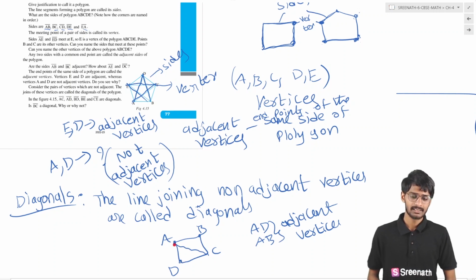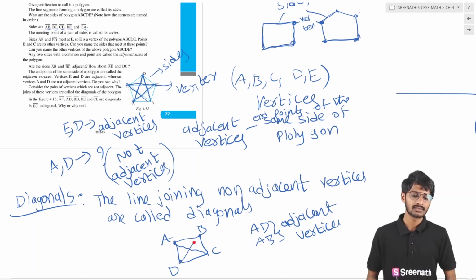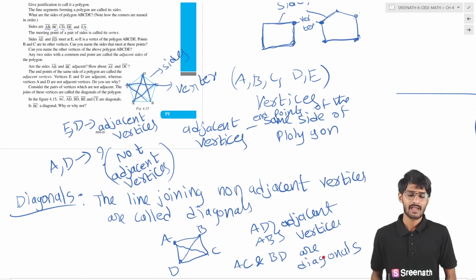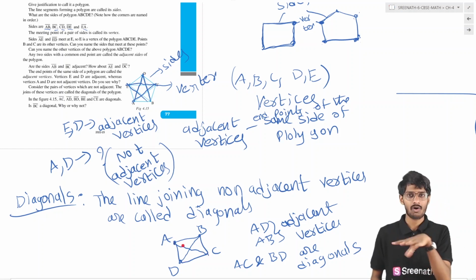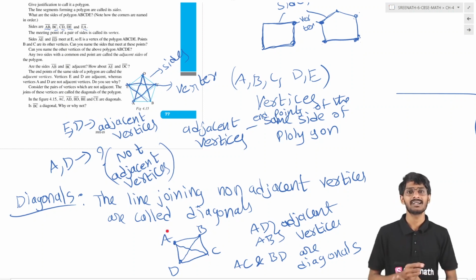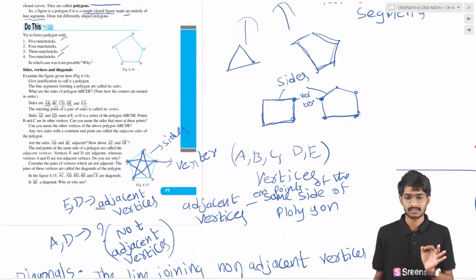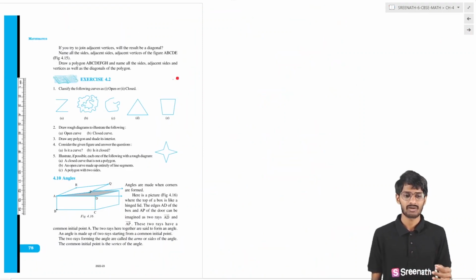Coming to D, A is an adjacent vertex, C is also an adjacent vertex, but B is not adjacent. If you draw a line to a non-adjacent vertex, it gives a diagonal. So AC and BD are diagonals, students. Considering C, B is adjacent, D is also adjacent, but C and E are not adjacent. A line drawn from C to A is a diagonal. A to C and C to A mean the same, no? So we have already drawn that diagonal, students. So this is about the diagonals. We have understood what a polygon is, what the sides of a polygon are, what the vertices of a polygon are, and what the diagonals of a polygon are, students.